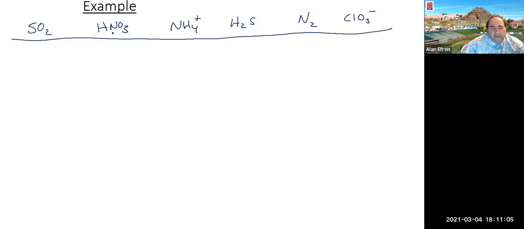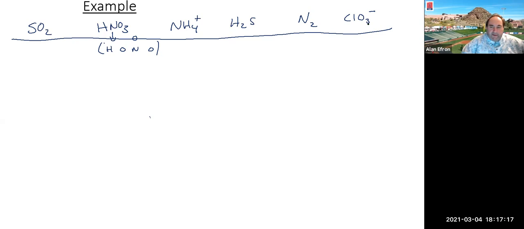I'll give you a hint on nitric acid in terms of the arrangement. The hydrogen is attached to one of the oxygens, and nitrogen's in the middle. So something like this, just in case you're not sure how nitric acid would look. All right, why don't you take a few minutes here and see what you come up with, and then we'll compare drawings and see how we did, at least on some of these.